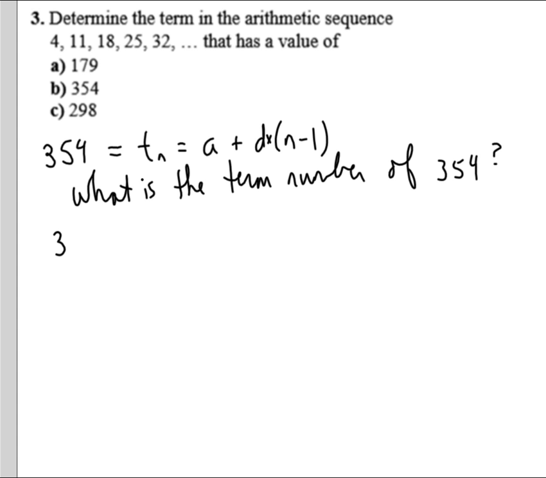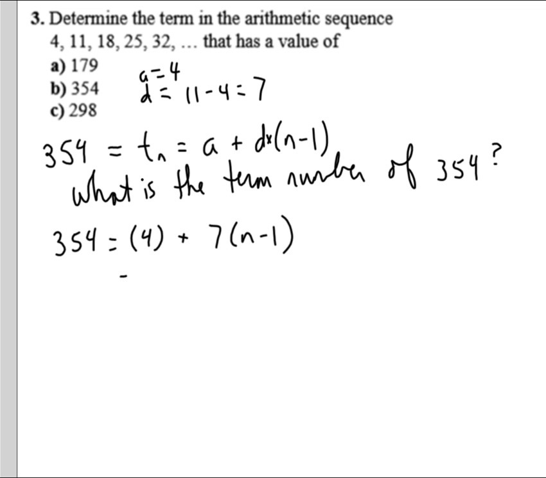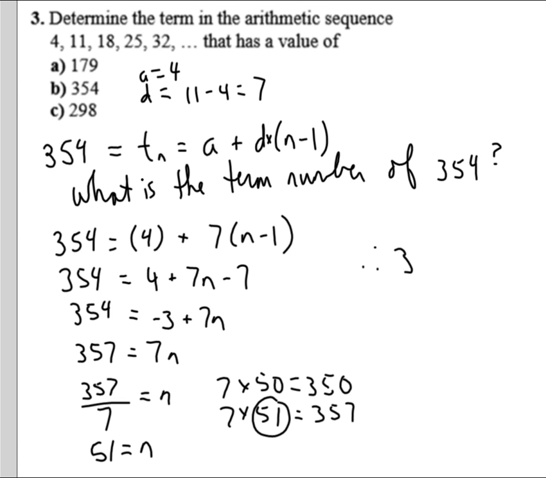So let's substitute 354, and that's equal to, well, the first term is 4. a is 4. The common difference there is 7. We can see that. So it's going to be 7 times n subtract 1. So this is 4 plus 7n subtract 7 equals 354. So we'll solve this equation and we'll get our answer. Our answer, therefore: 354 is the 51st term.